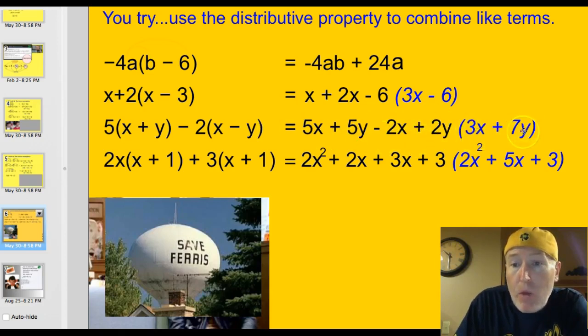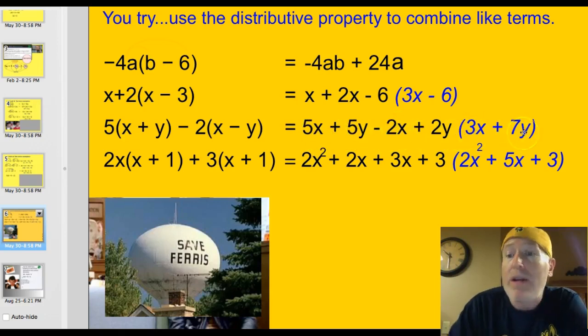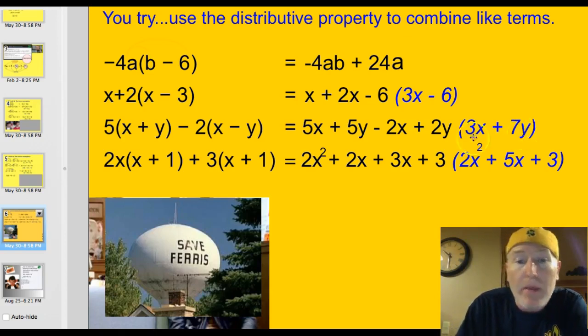It's going to be a plus 2y. You can combine the y's here. You got a plus 5 and a plus 2, and you've got a plus 5x and a minus 2x. So you can combine both of them. You've got 3x's and 7y's. 3x plus 7y. And this one here, well, this would give you 2x squared.